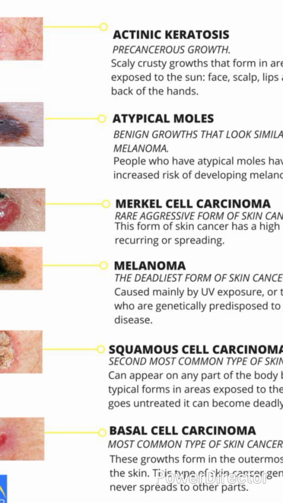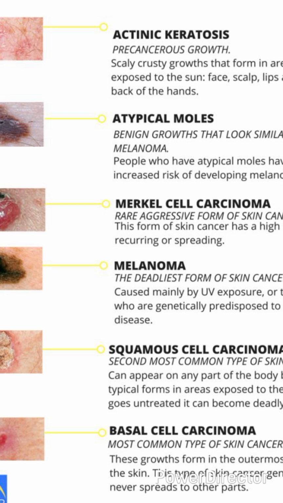Next is squamous cell carcinoma. Appearance is often a firm red bump, scaly patch, or an ulcer. It is more aggressive when compared to basal cell carcinoma. Squamous cell carcinoma is more aggressive than basal cell carcinoma with the potential to metastasize, and commonly develops on sun-exposed areas.